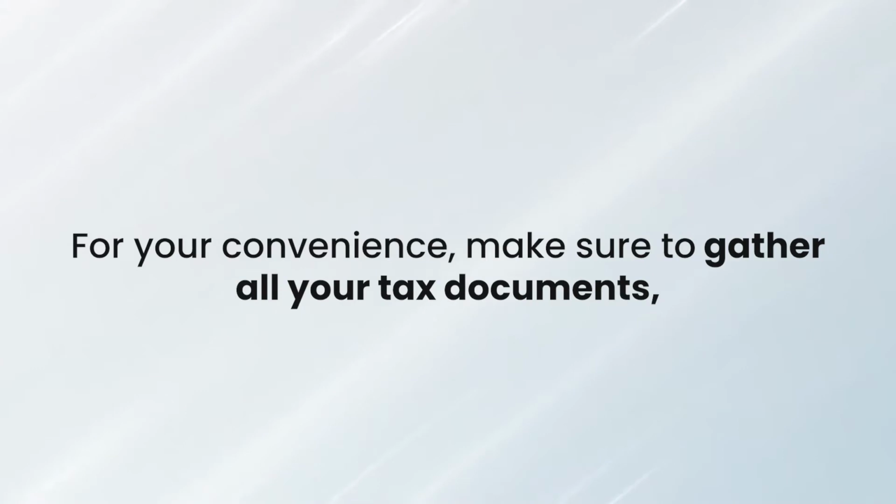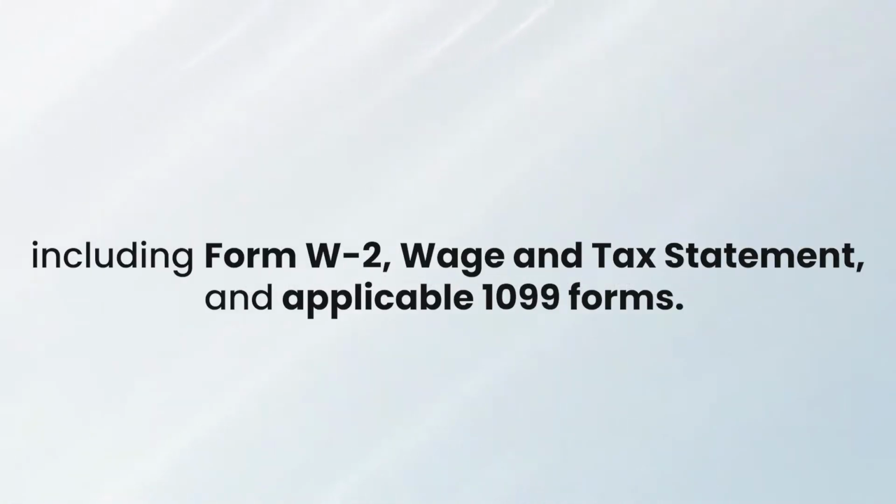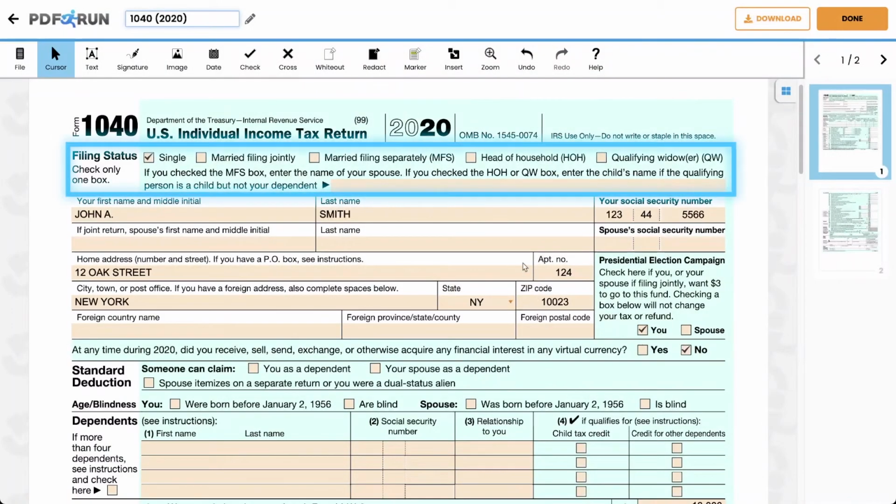For your convenience, make sure to gather all your tax documents, including your Form W-2, wage and tax statement, and applicable 1099 forms. Check the box to determine your filing status. The options are single, married filing jointly, married filing separately, MFS. Also enter the name of your spouse in the entry space provided.